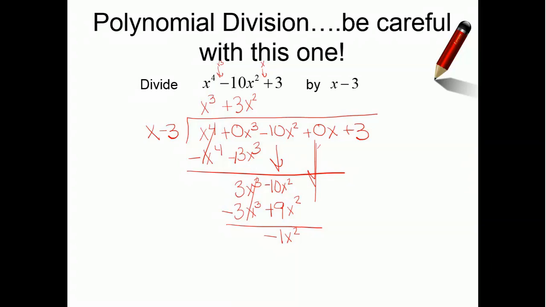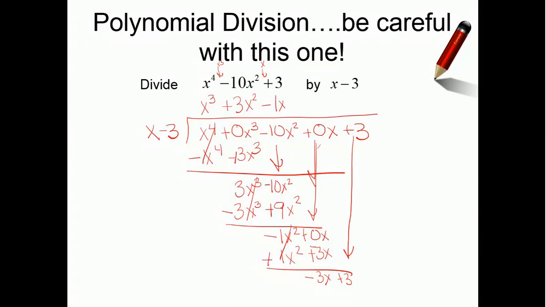Let's drop that 0x down to the bottom. Something times x needs to give me negative 1x squared, so I know I need a negative 1x, right? So negative 1x times x is negative 1x squared. Negative 1x times a negative 3 is a positive 3x. Change my signs. Gone. Negative 3x is left behind. Drop that 3 all the way down to the bottom.